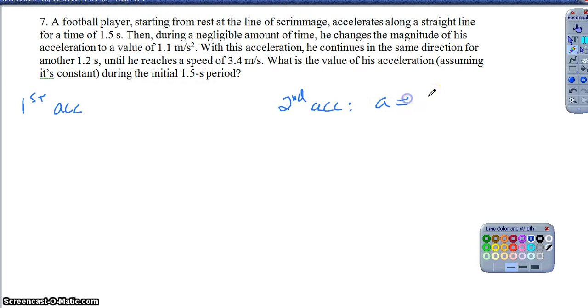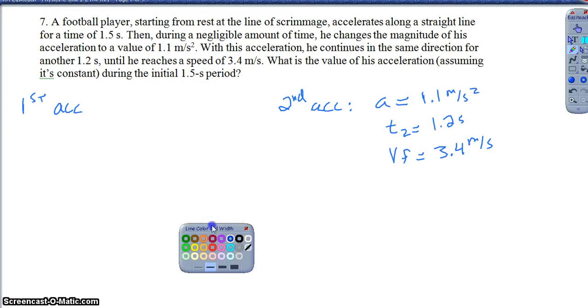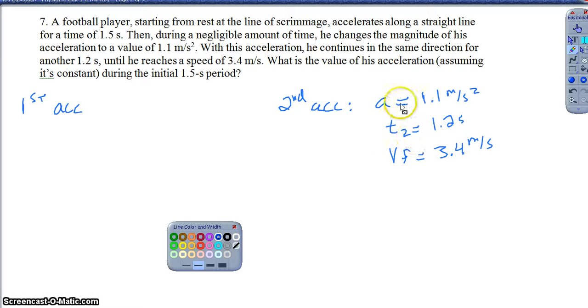Well, I know the acceleration is positive 1.1 meters per second squared. I'm just defining it as positive because that's the direction he was going. I know that he did this second acceleration for a period of 1.2 seconds and that he reached a final velocity of 3.4 meters per second. So if I look at this information, based on this I could find either his distance or, perhaps more importantly, I can find his initial velocity for the second phase of motion, right? I can find out what his initial velocity is.